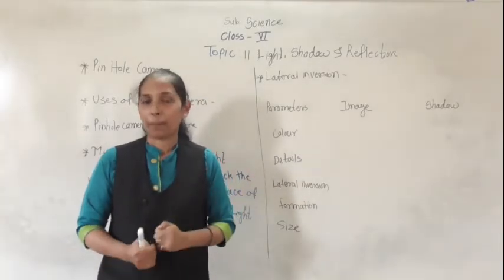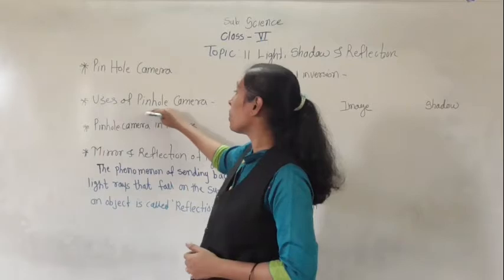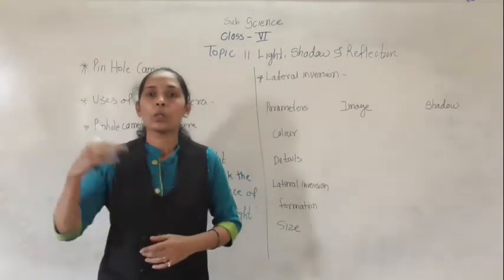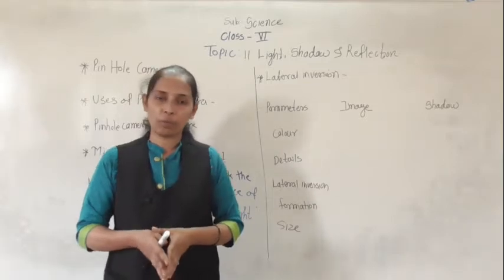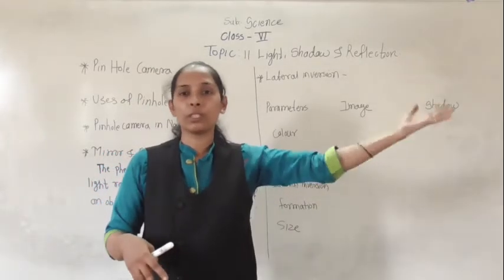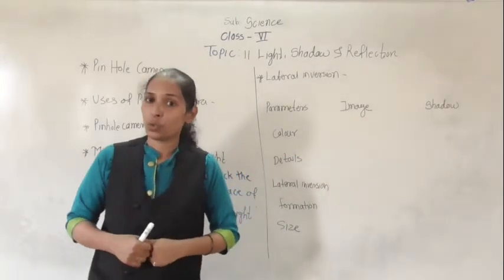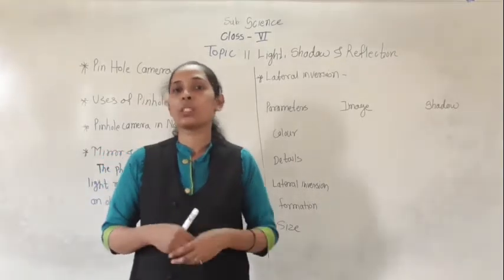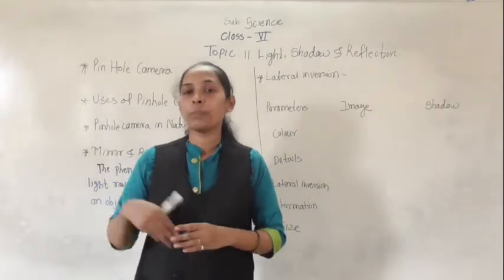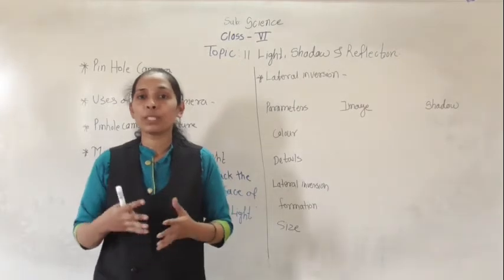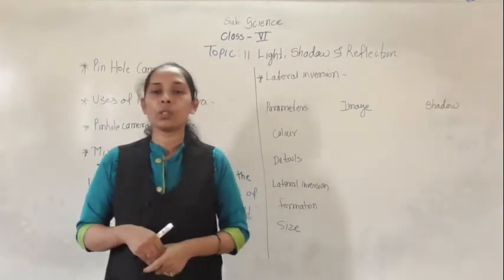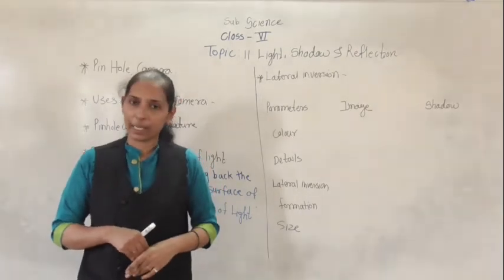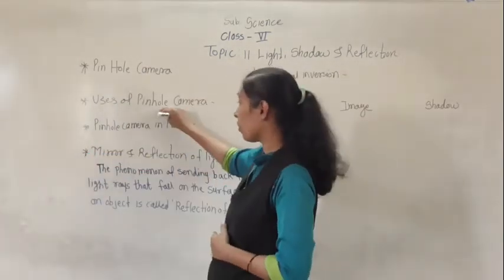So this is about the pinhole camera. But let's see what are the uses of the pinhole camera. This pinhole camera is basically used to observe distant objects. Now distant objects means what? The objects which are very far away from us. To observe those objects, we can use the pinhole camera. Also we can use it to observe people who are walking in sunlight. Also the pinhole camera is used to observe solar eclipses. Okay, so these are the uses of the pinhole camera.